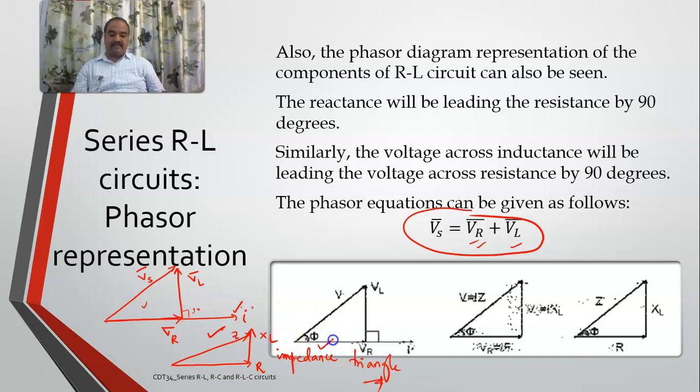Draw the impedance triangle for a series RL circuit. Okay, represent the phasor quantities. These are two of the figures which are to be drawn in case of series RL circuits. Okay, and RL circuits are exclusively used in tuning, frequency tuning in electronic circuits. You'll come to know when I teach you analog electronics in the next semester.